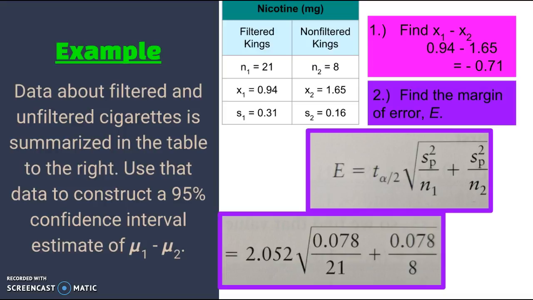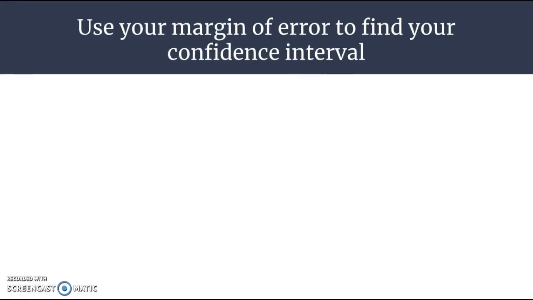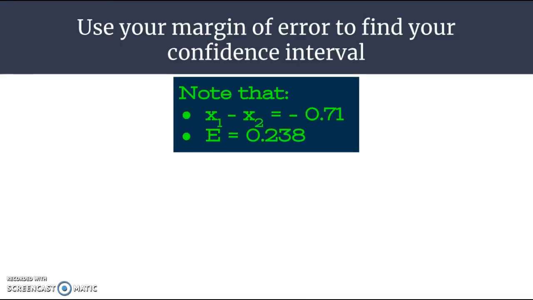Also remember from last time we had already computed your s sub p squared and found that to be 0.078. This time I'm dividing it by 21 and 8 respectively. Once I do all of those computations, I should get a margin of error of 0.238. And remember, since we're dealing with t-scores, I'm rounding to 3 decimal places. So now we've got to take that margin of error and carry it over to find our confidence interval.